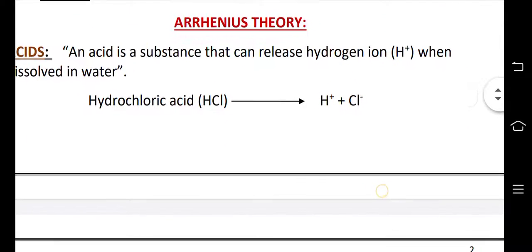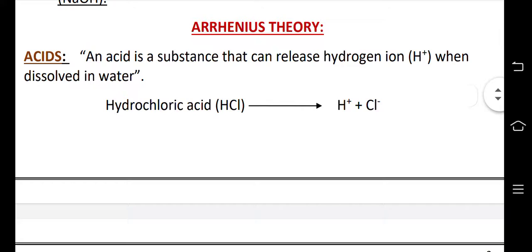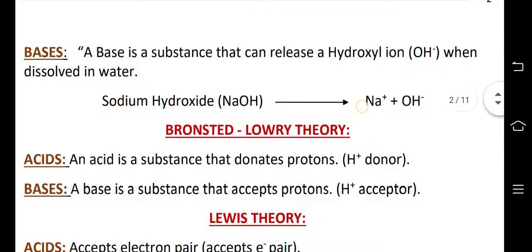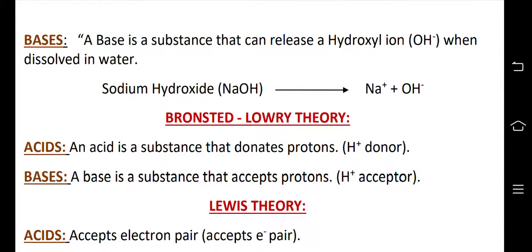Now coming to Arrhenius theory. According to Arrhenius theory, an acid is a substance that can release hydrogen ion when dissolved in water. So hydrochloric acid, when dissolved in water, releases hydrogen ions and chloride ions. Next, base. According to Arrhenius theory, a base is a substance that can release a hydroxyl ion when dissolved in water. When sodium hydroxide is dissolved in water, it releases sodium ions and hydroxyl ion.